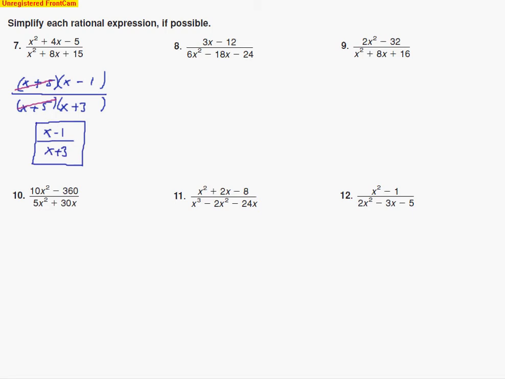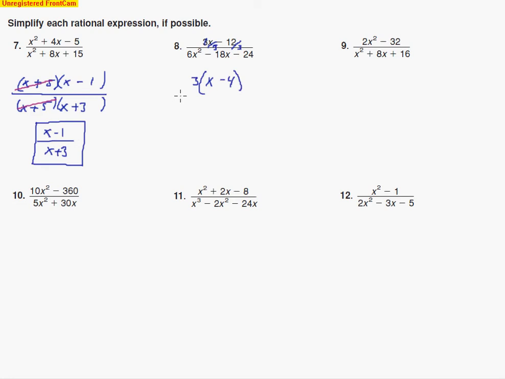Let's take a look at the next one here. Here we have a common factor I see. I see 3 goes into each of these numbers. So I'm going to divide each of these numbers by 3. So when I do that, here I'm left with x. When I divide by 3, those 3's cancel out, just left with that x. Over here I divide by 3 and I get a minus 4.